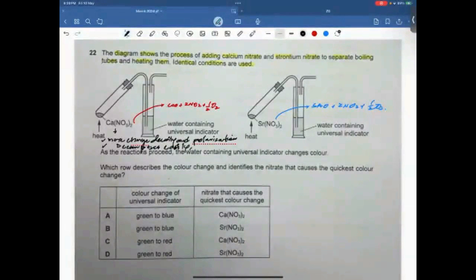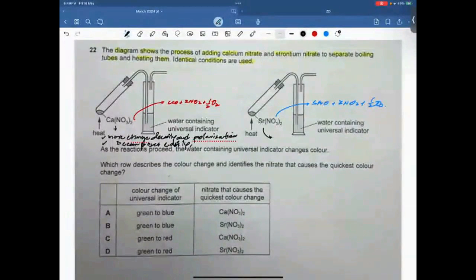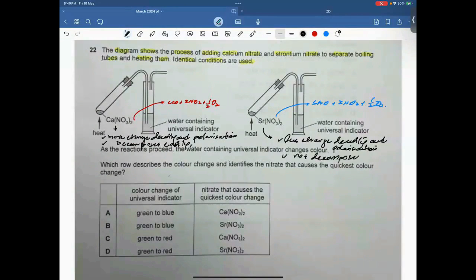And down the group, ionic radius increases. So the strontium ion has less charge density and polarization. So decomposition is not easier. It does not decompose easily. It requires a lot of temperature for thermal decomposition. Which row describes the color change and identifies the nitrate that causes the quickest color change?